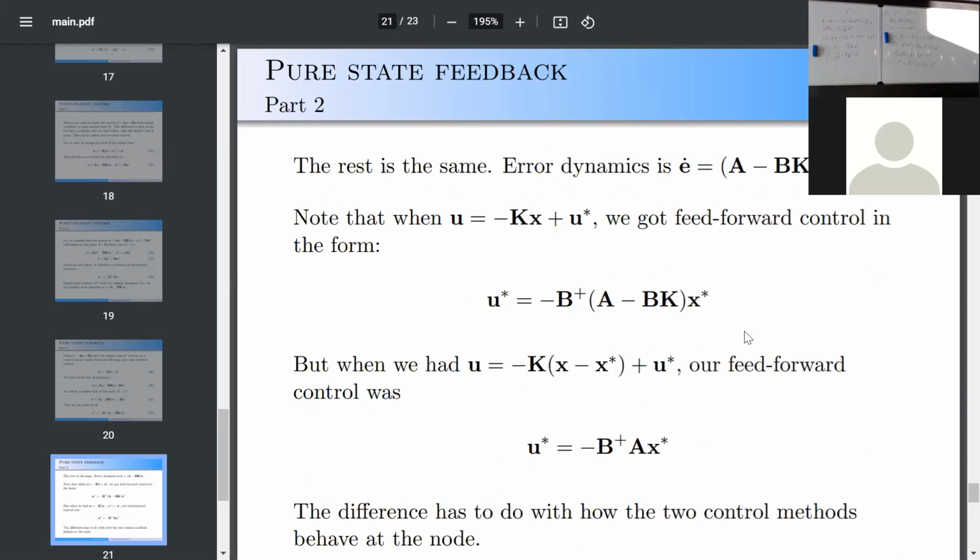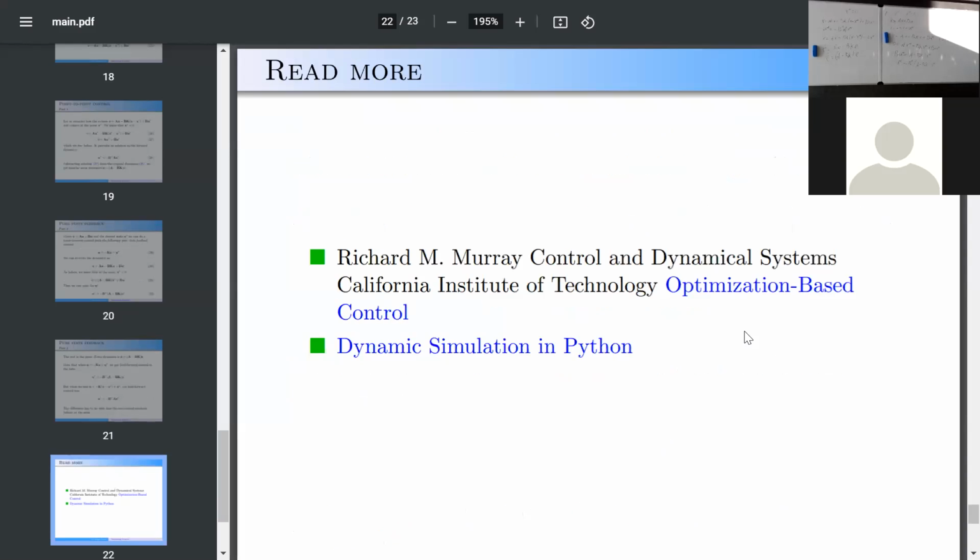No more questions. Okay. Just to continue, what you do next is, you can see now on the slide, you have the solution, u star equals minus b pseudo inverse, etc. And no, it is indeed different from before. Now, okay, this is it for the lecture on different control forms.